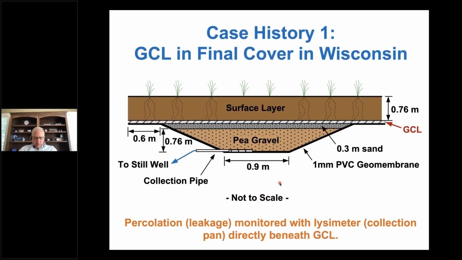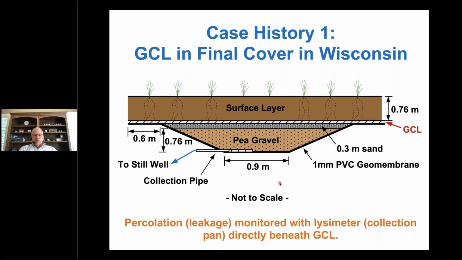All right, let's take these basic principles and let's spend the next 30 minutes or so talking about 2 different case histories. First one is an older case history, but it's rich with information, and it's really one of the early GCL deployments in final covers. And this was a final cover in Southwest Wisconsin, which had relied on compacted clay barriers for years for both liners and covers.